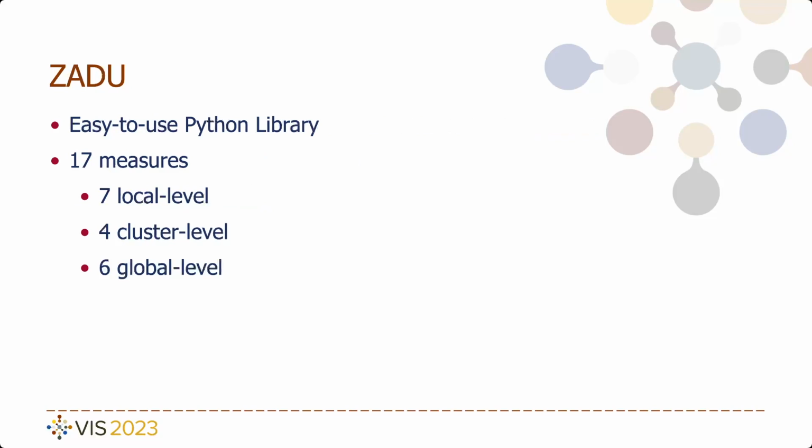That's why we introduced ZADU, an easy-to-use and comprehensive Python library for evaluating dimensionality reduction embeddings. It covers a total of 17 evaluation metrics at 3 levels of measuring distortion: 7 at the local level, 4 at the cluster level, and 6 at the global level. You can find a list of all supported measures in our paper or on GitHub.